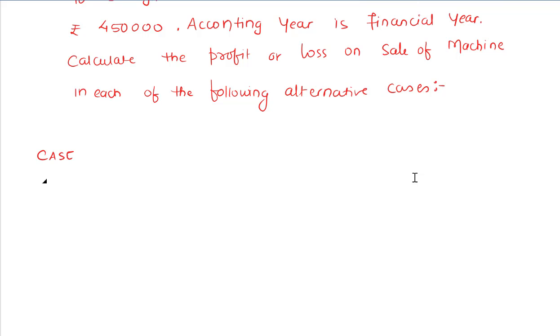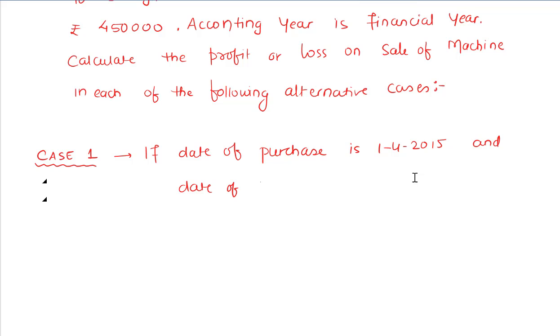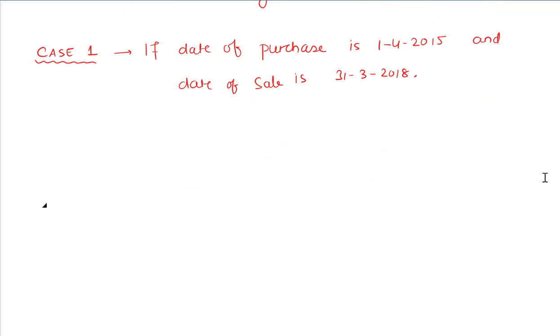Let us begin with case 1. If date of purchase is 1st of April 2015 and the date of sale is 31st March 2018, then how the profit or loss on sale is to be calculated over here in case 1.